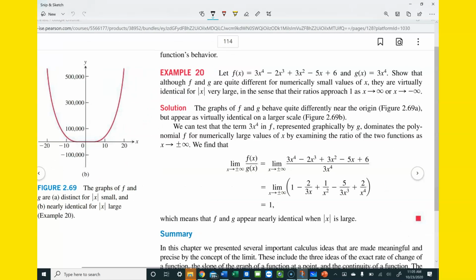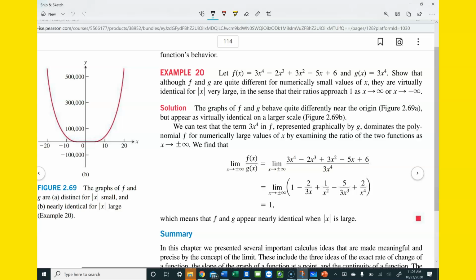All right, let's look at this problem here, number 20. So it says we have this function f of x, 3x to the fourth minus 2x cubed plus 3x squared, and so on. And g of x is just 3x to the fourth. So notice 3x to the fourth and 3x to the fourth are the same, but all these other terms in f of x are obviously different. It wants us to show that although f and g are quite different for numerically small values of x, small is a relative term, they are virtually identical for the absolute value of x being very large, again a relative term, in the sense that their ratios approach 1 as x approaches infinity or negative infinity.